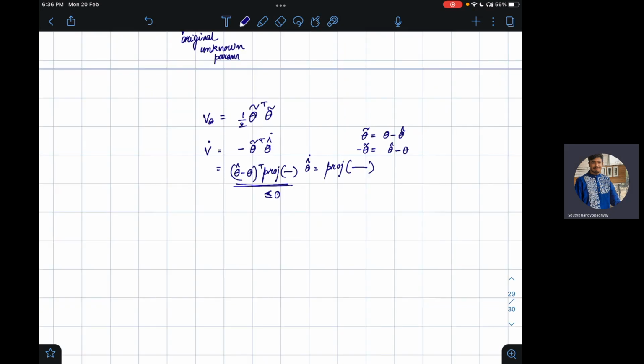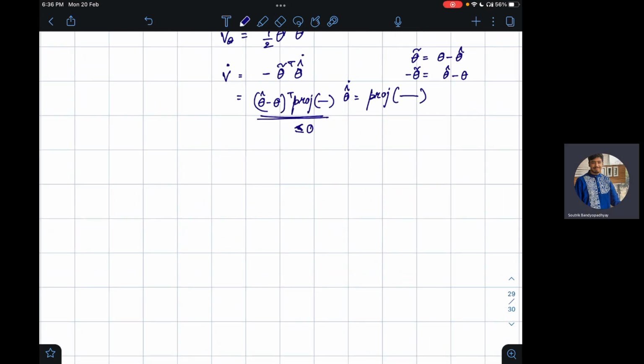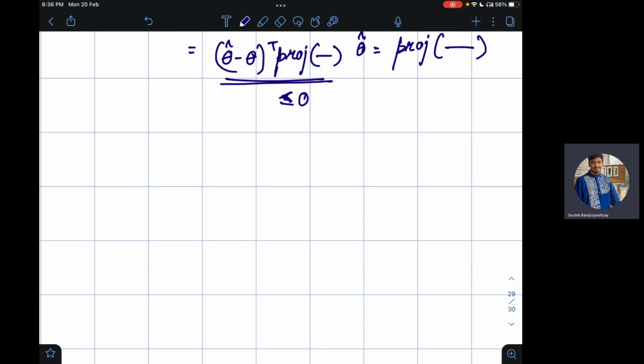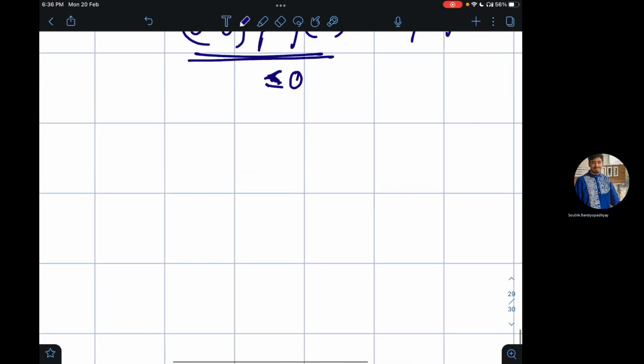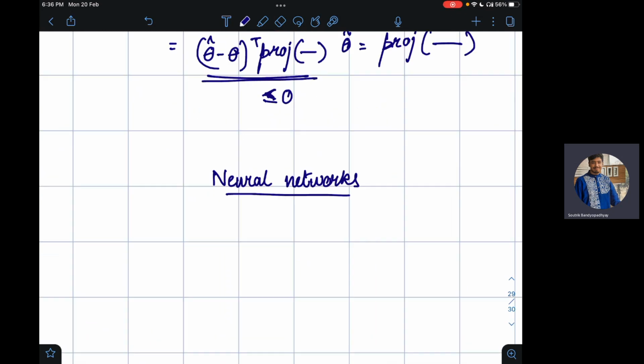So let's switch gears a bit and look at an overall higher level picture on how adaptive control is used in other forms of literature. So this hasn't been covered in your course, but I thought it would be a good exercise to look at neural networks and their role in adaptive control.